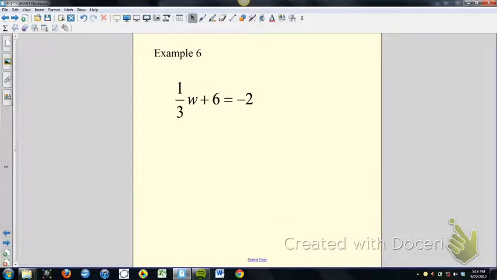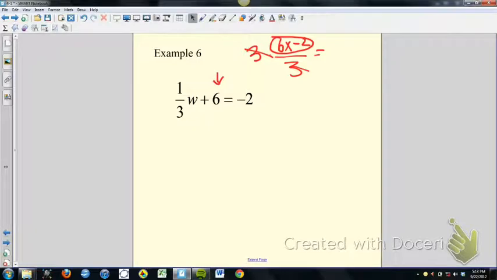Okay, example number 6 has 1/3 w plus 6 is equal to negative 2. That's different from the 6x minus 2 over 3 that we had in the last equation, because this means the entire numerator has to be divided by 3. Another strategy you could have used was multiplying by 3 to both sides, and that would cancel the denominator there. But here, this is different because the 1/3 is the coefficient to the w. The 6 is not being divided by 3 here.